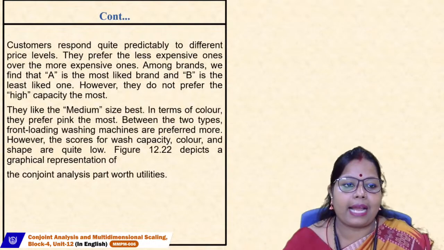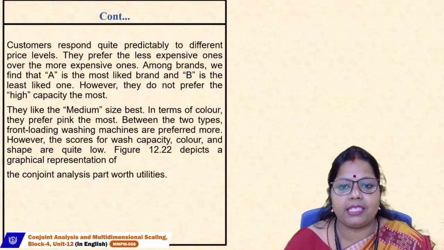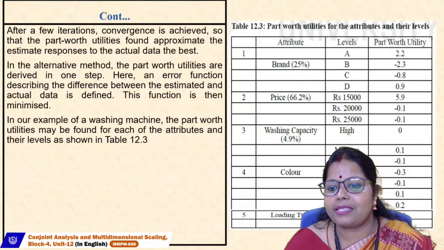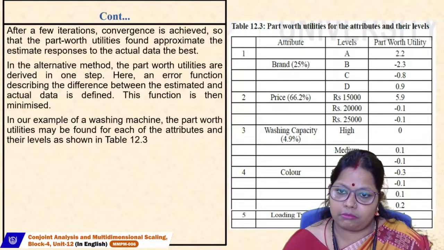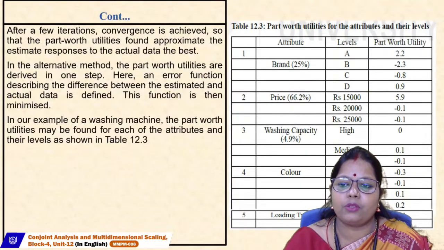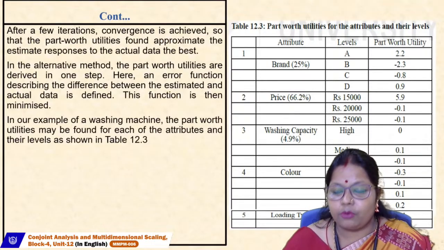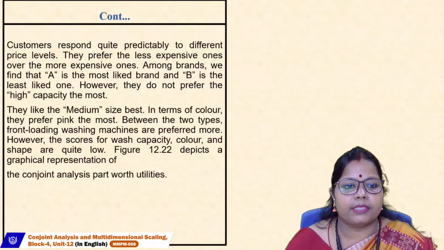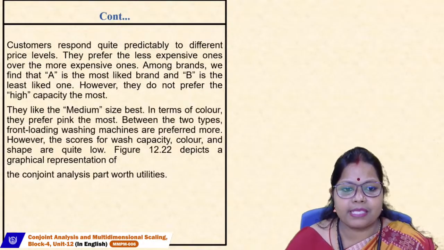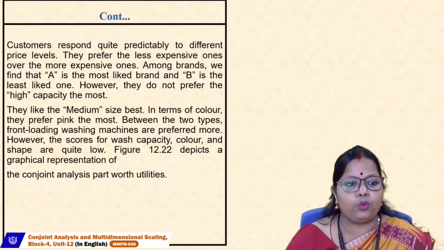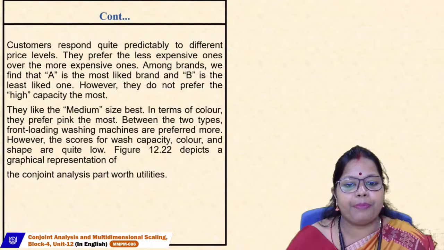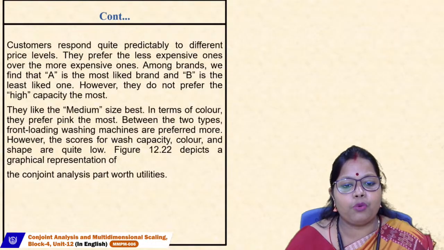However, they do not prefer high capacity the most, as we have seen that high capacity is zero. It means that no respondents or customers, in the example we have cited here, prefer a high capacity washing machine, and they like medium size best. In terms of color, they prefer pink the most. Between the two types, front loading washing machines are preferred more. However, the scores of wash capacity, color and type are quite low.